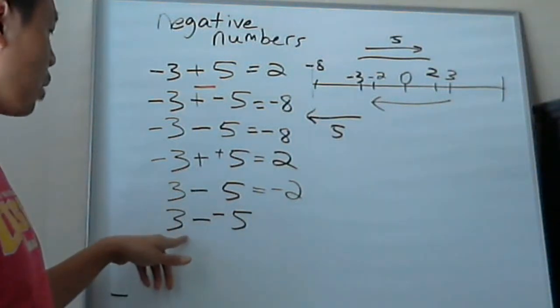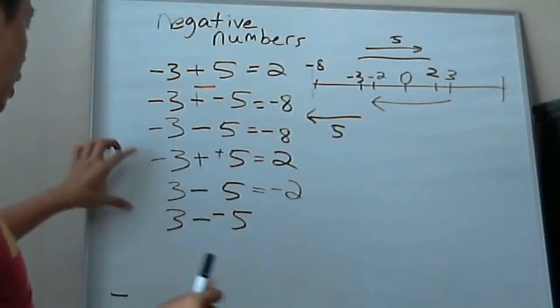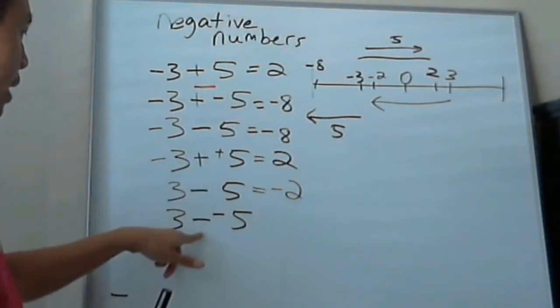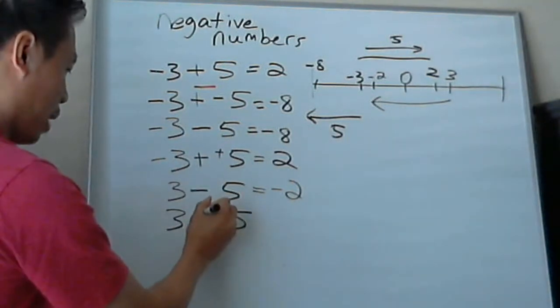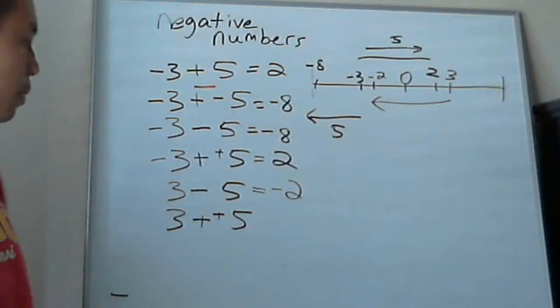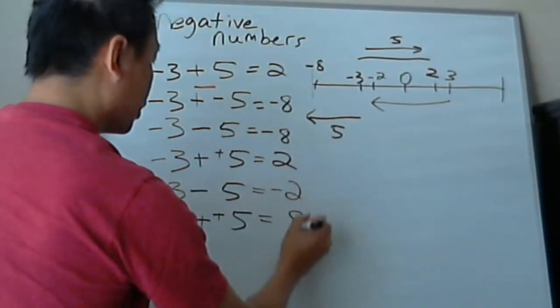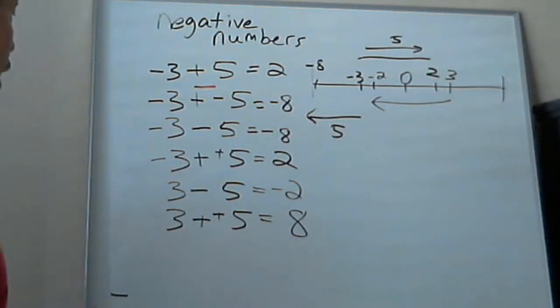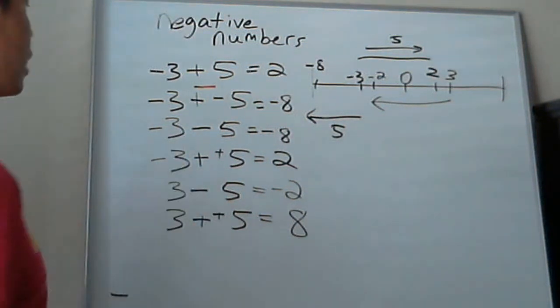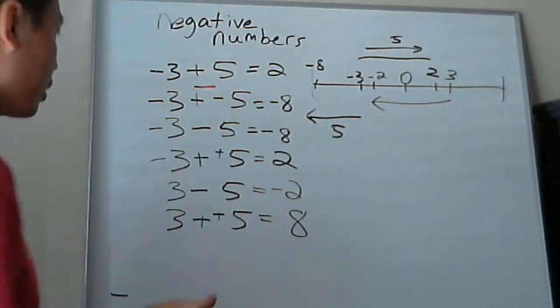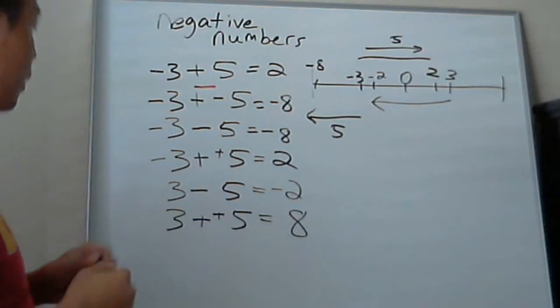Right now it's here, 3 minus -5. Remember what we said two problems before: minus minus is a plus. So 3 plus 5 is just 8. That one everyone knows. And that's usually the best way to understand negative numbers. And I'll move on to the next playlist.